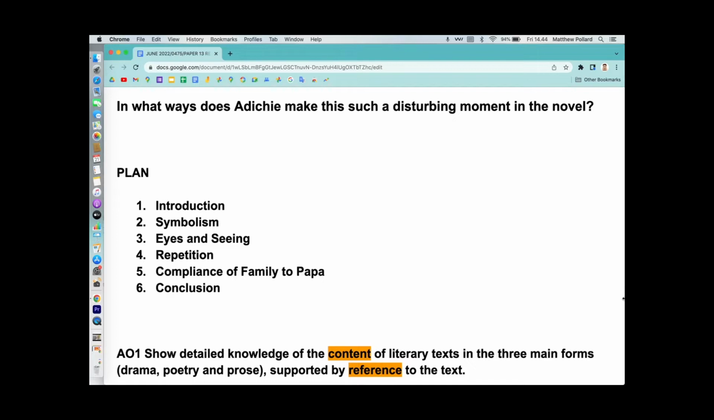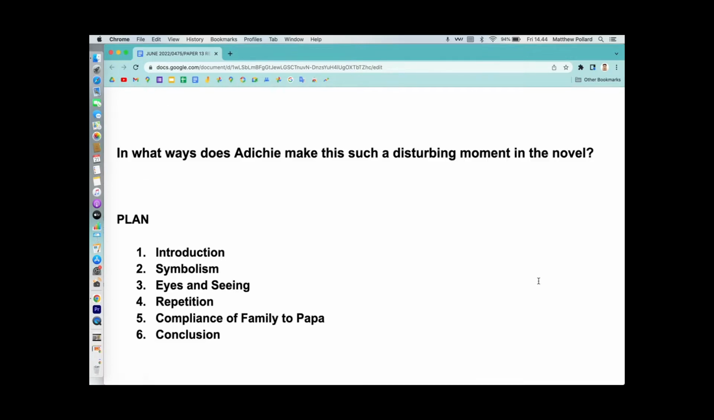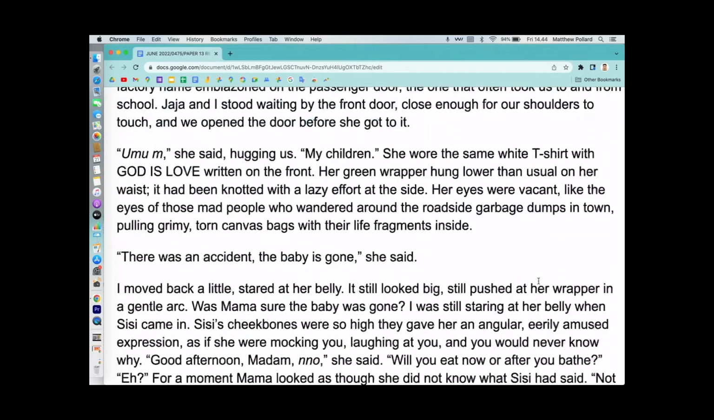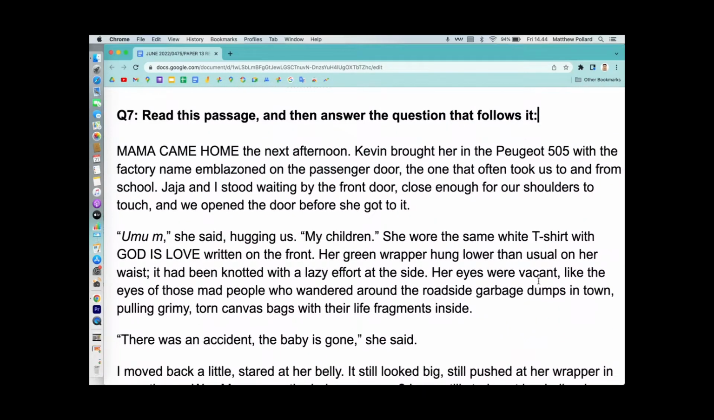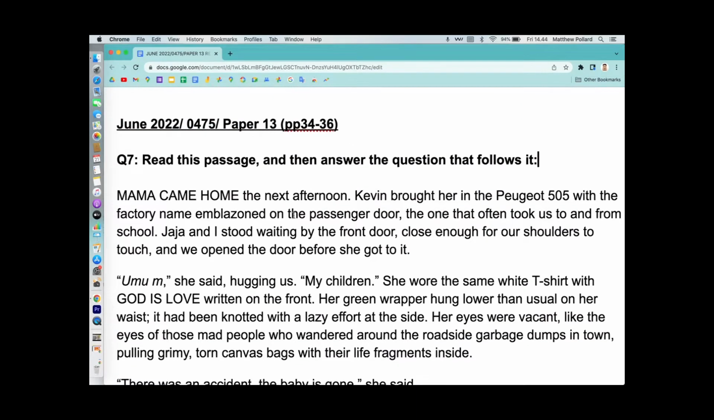So, the first thing I want to do is to have a quick reminder of the question itself. And it was, in what ways does Adichie make this such a disturbing moment in the novel? And this was the moment when Mama comes home having lost the baby, round about page 34 to 36 in my edition.